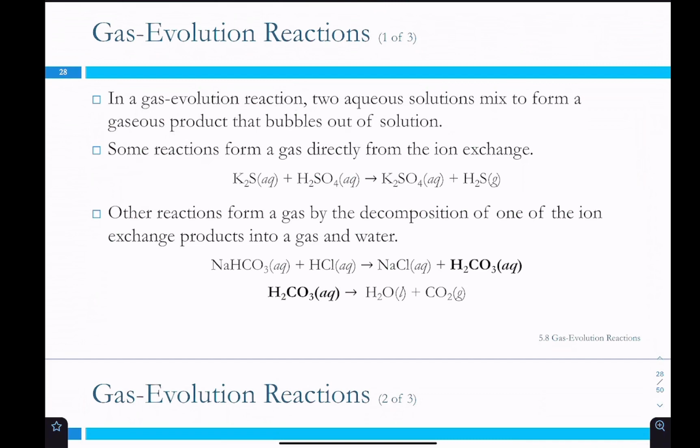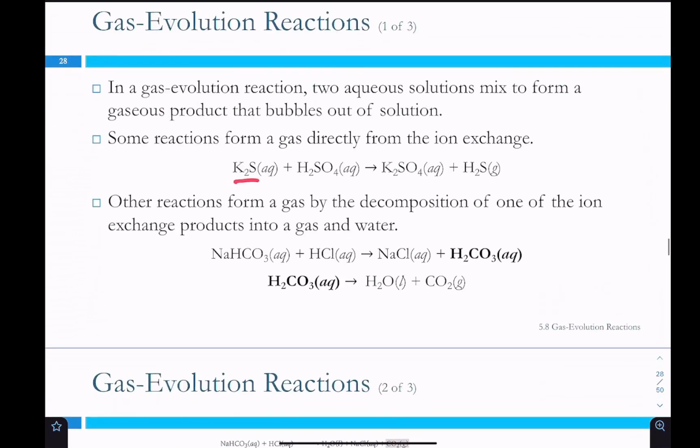So here we've got a reaction. We've got aqueous potassium sulfide and aqueous sulfuric acid. Those are reacting to form hydrogen sulfide, which is a gas, and then potassium sulfate. So if we wanted to write a net ionic equation for this, the hydrogen sulfide would stay together because it's a gas, it's not aqueous. Everything else would be aqueous.